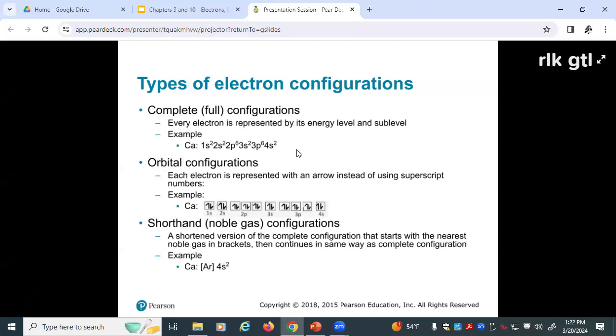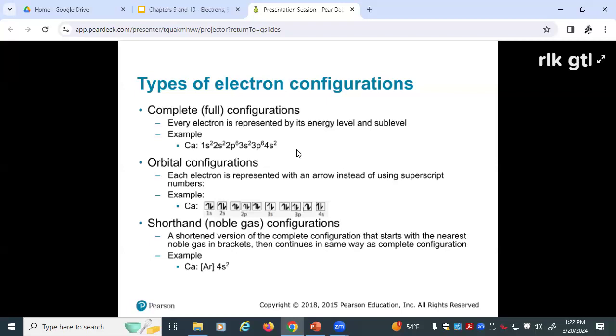Well, one way is through the use of something called a complete configuration or a full configuration. In this method, you are describing every single electron in a given atom using its designations for energy level, sublevel, and number of electrons. Another way to do this is through the use of something called an orbital notation.